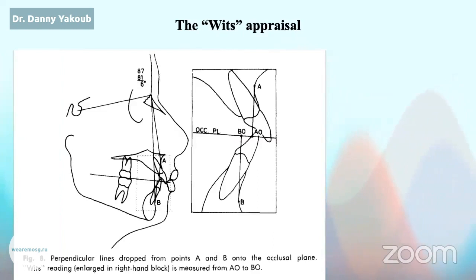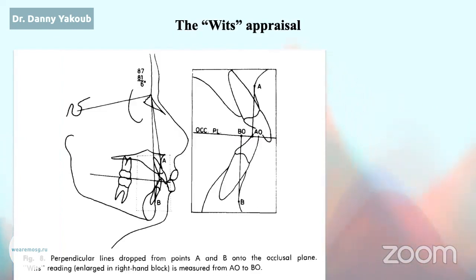What does this mean? From points A and B, we draw perpendicular lines to the occlusal plane. I think it's clear for everyone. So we have the occlusal plane and the points A and B. From points A and B, we draw vertical lines to the occlusal plane. The point of intersection between point B and the occlusal plane, we will call BO. The line coming from A to the occlusal plane, we will call AO.